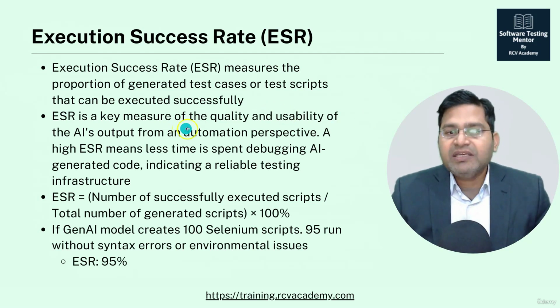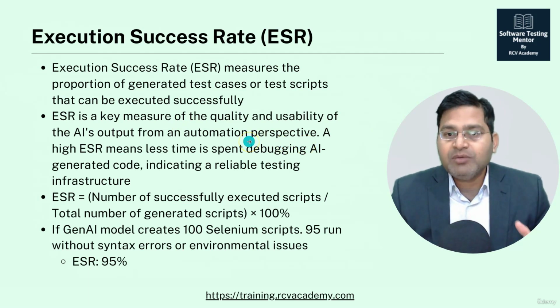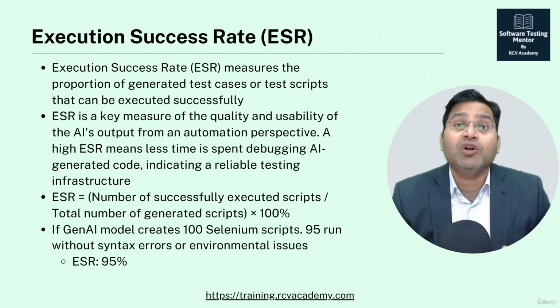So ESR is a key measure of the quality and usability of the AI's output from an automation perspective. A high ESR means less time spent in debugging that AI generated code. So if you are generating the test cases, the code from the generative AI, and you are spending a lot more time in debugging, you are actually getting a lot of overhead because you could have just written the script yourself, the test cases yourself. So the execution success rate becomes really important in that case.